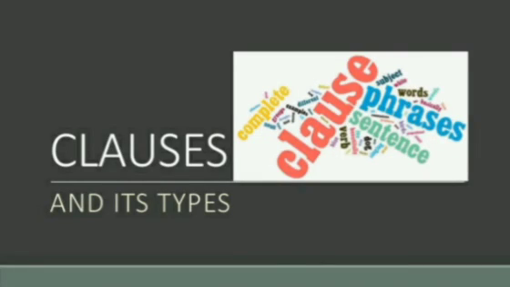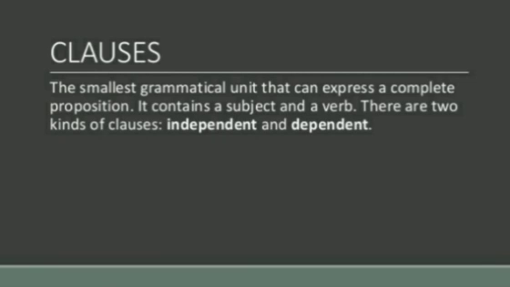Today's video is about clauses and their types. So let's start with the definition of a clause. What is a clause? It is the smallest grammatical unit that can express a complete proposition or meaning. It contains a subject and a verb. There are two types of clauses, independent and dependent clauses.